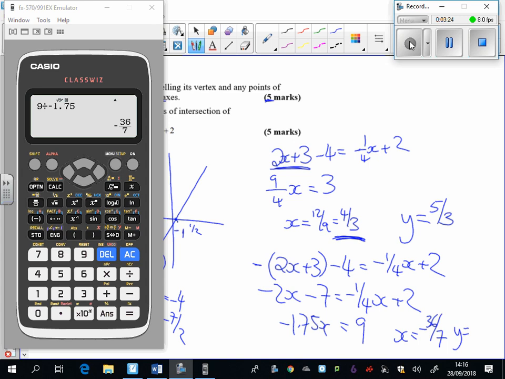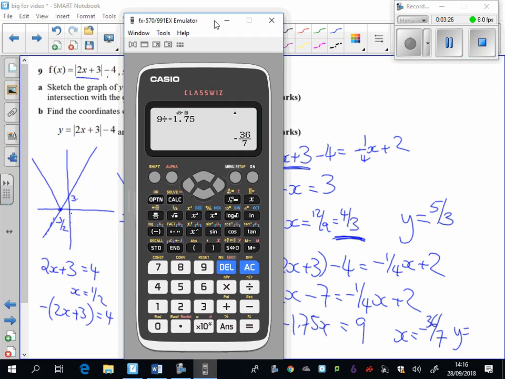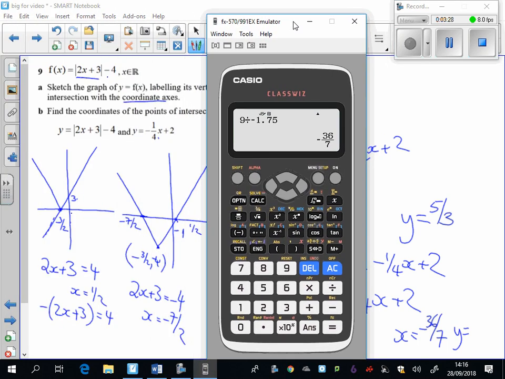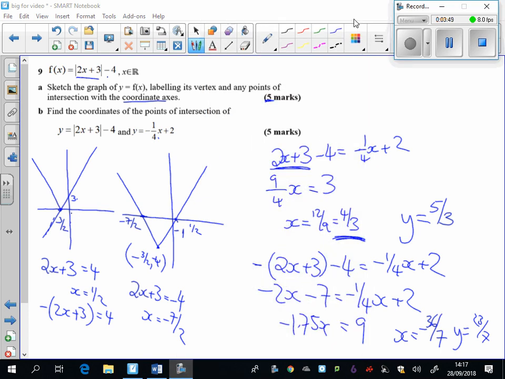And what's the y value of that going to be then? Sorry, I hadn't used a calculator. All paper. Minus 2.5x plus 2. That's what I'm doing, isn't it? And I'm calculating that when x is minus 36 over 7. So I'm getting 23 over 7 as my y value. Of course, I could check by substituting it into the other side as well.